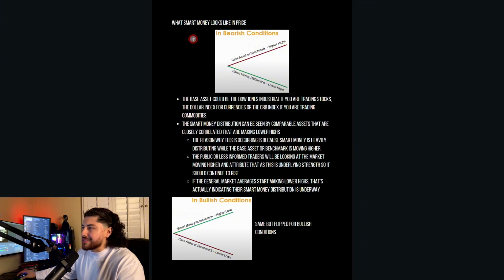What smart money looks like in price. The base asset could be the Dow Jones Industrial if you are trading stocks, the dollar index for currencies, or the CRB index if you are trading commodities.